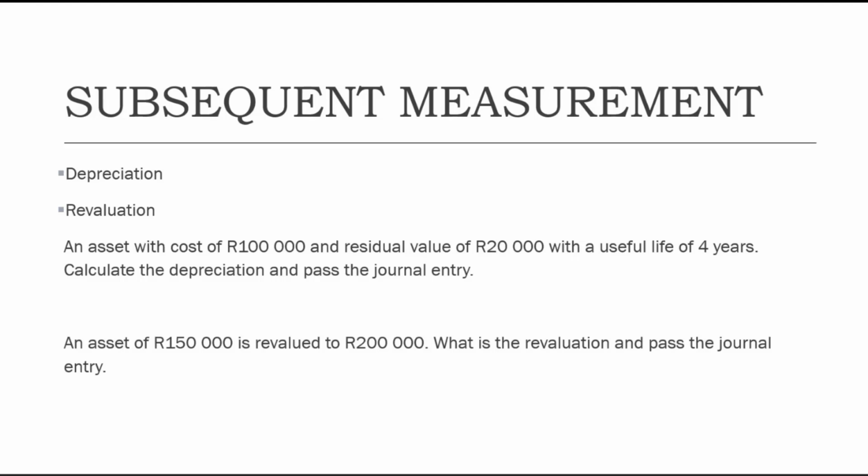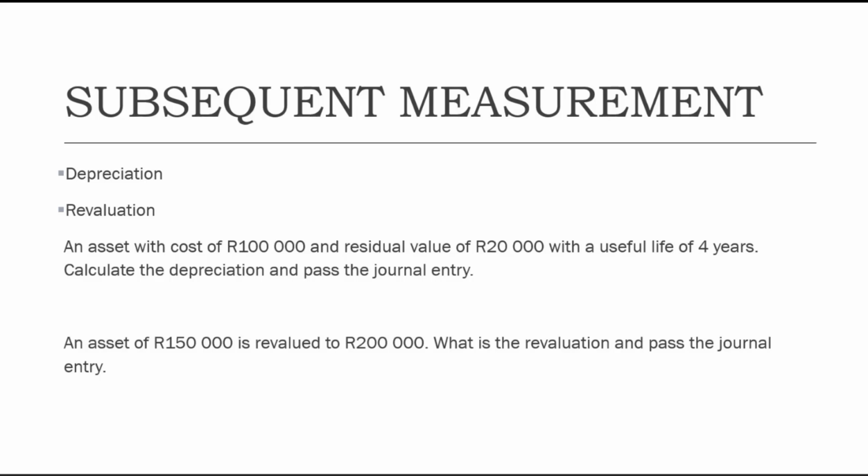I have a revaluation increase of 50,000. What journal entry will I pass in my books to account for the 50,000? Remember, I've revalued from 150,000 to 200,000. That means my asset has increased in value by 50,000. If my asset has increased in value, what do I debit? Last week, we said an asset increases with a debit balance, right? What do I debit? You know this.